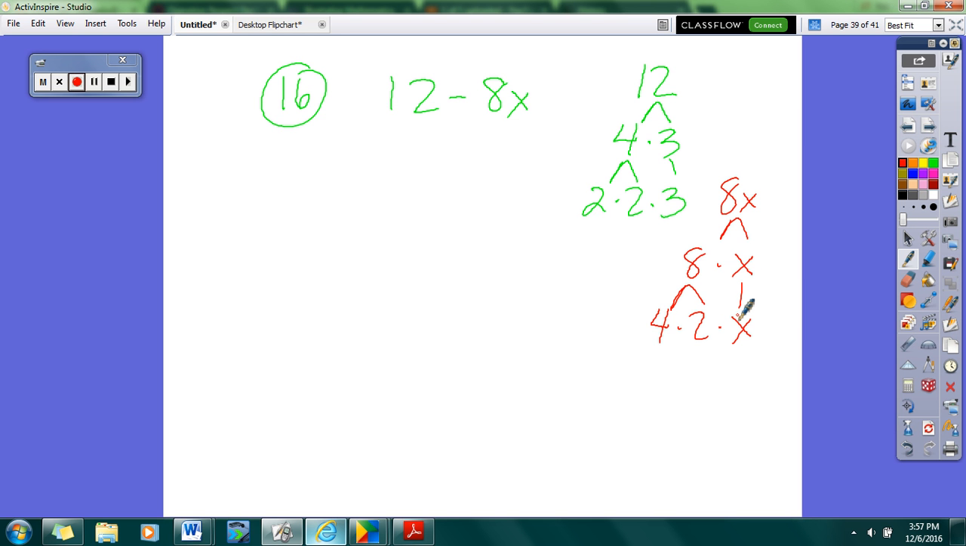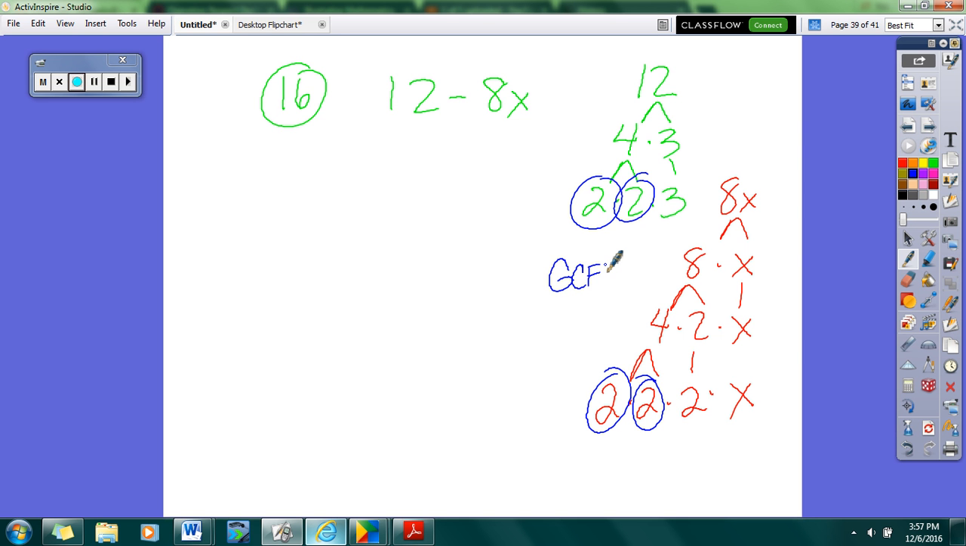Remember, keep bringing down the stuff you didn't touch. Final product of primes, 2 times 2 times 2 times x. Now I have to look for all my partners. I see that I have a 2 in the 8x and a 2 in the 12. I also have another 2 in the 8x and another 2 in the 12, and those are the only partners I have. So my GCF is going to be 2 times 2, which is 4. So the number I'm going to bring outside is 4. 4 goes into 12 3 times, minus 4 goes into 8x 2x times.